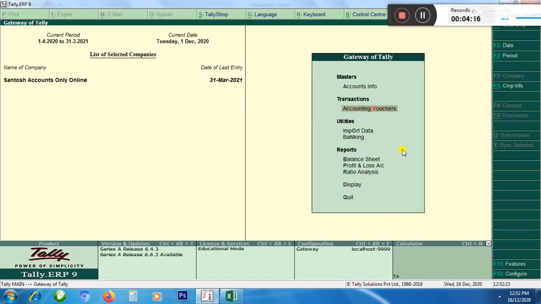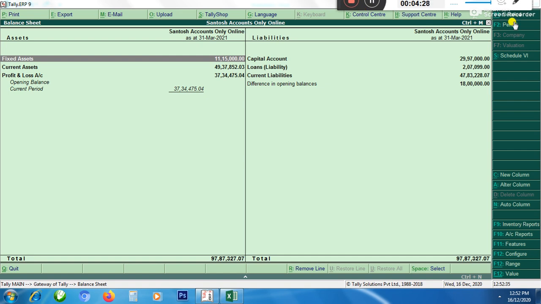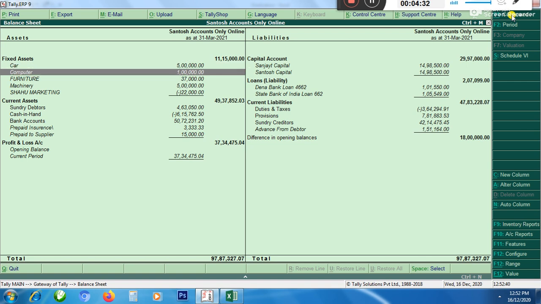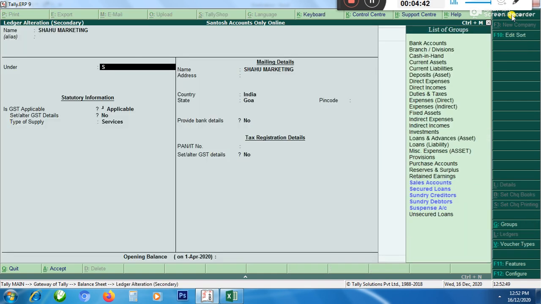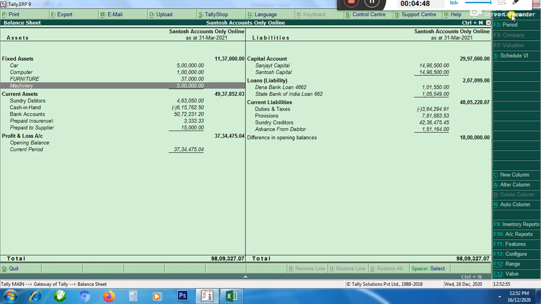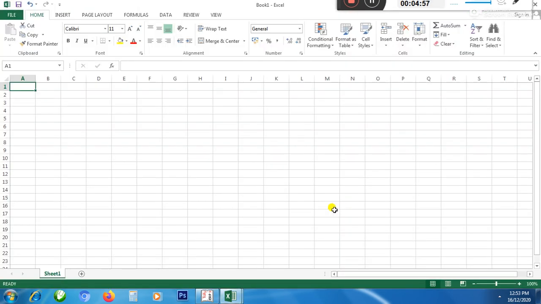At the end of the financial year, we prepare depreciation. We calculate depreciation. To calculate depreciation, let us go to the balance sheet. I'll click on detail here. See, these are the fixed assets. We have car, computer, furniture, machinery, and why is that Shahu Marketing here? I'll press Control Enter here. He is actually a sundry creditor, not a fixed asset. So there is car, computer, furniture, and machinery. These are the assets we have. So I'll go to Excel and calculate the depreciation on the assets.